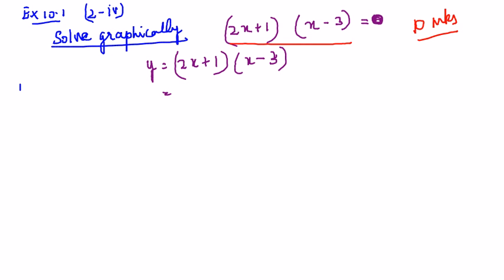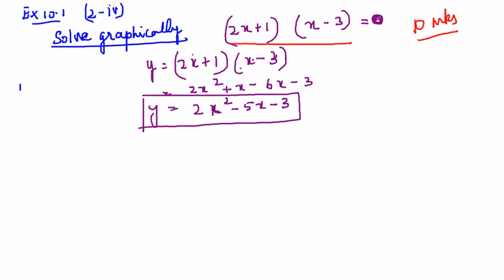To make this a quadratic equation, I'm going to multiply. It becomes 2x squared plus x minus 6x minus 3. Basically I'm multiplying every term with every other term on the other side. So this becomes 2x squared minus 5x minus 3. So this will be your equation: y = 2x squared minus 5x minus 3.